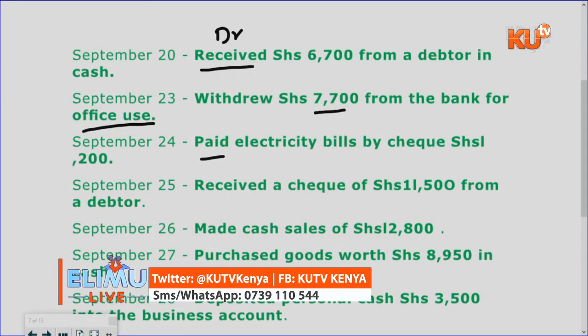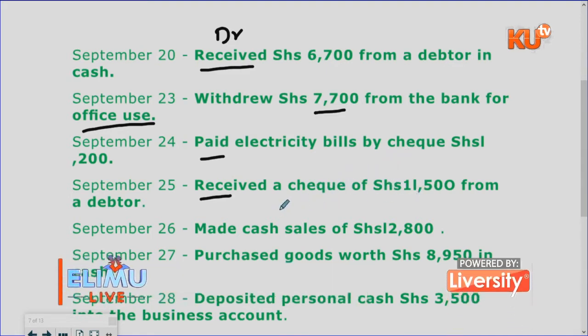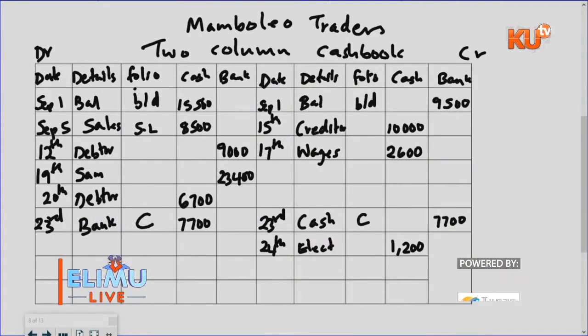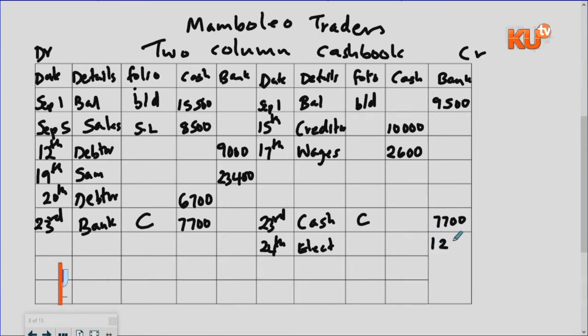25th. Received a check of 11,500 from Adeta. Received 11,500 from Adeta. Again, that one will be debited. So we'll move to this. Remember the 24th, this transaction is supposed to be under check. That is a record under check, not cash. That is under check 1,200.